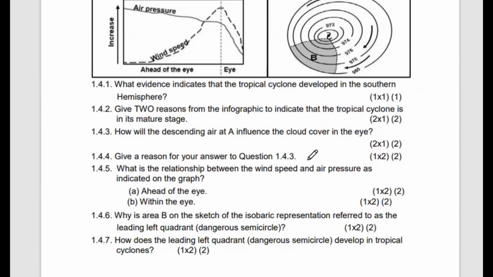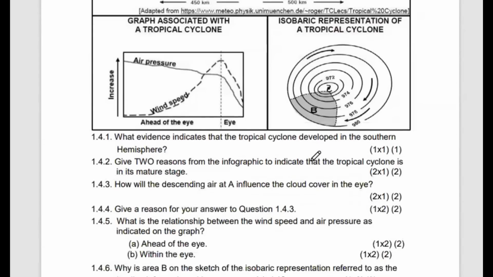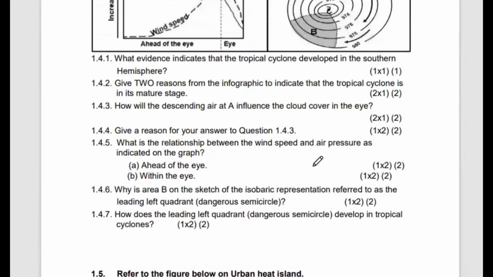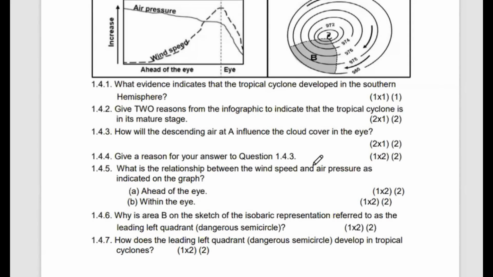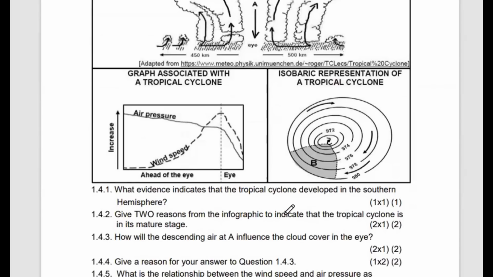141. What evidence indicates that the tropical cyclone developed in the southern hemisphere? What evidence do we have here to show that this tropical cyclone is typical of tropical cyclones in the southern hemisphere? Right. If we check these arrows, they are indicating how the weather system is circulating. This arrow and this arrow here are also indicating the circulation direction. Based on this, we can safely conclude that it's in the southern hemisphere because the circulation is clockwise.